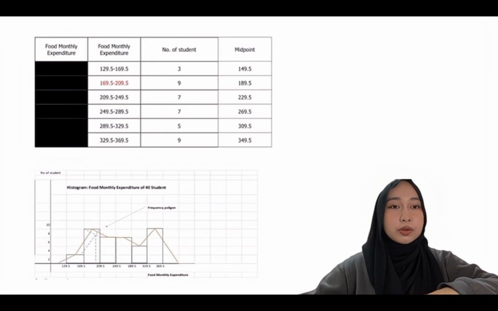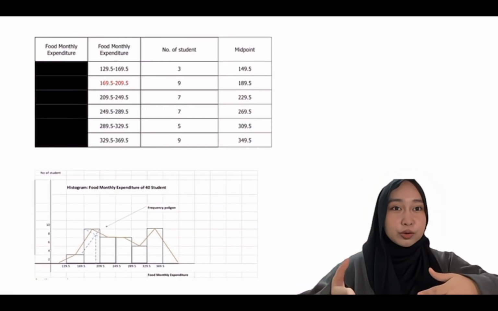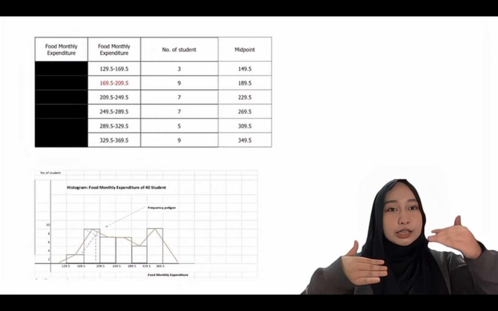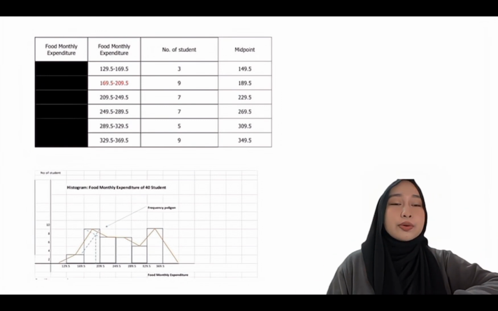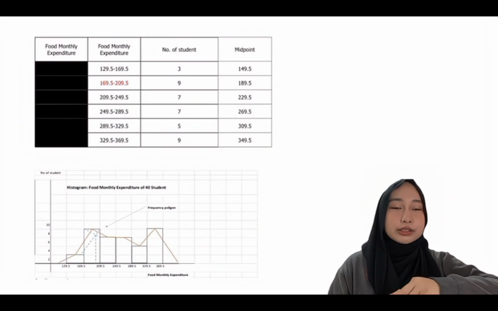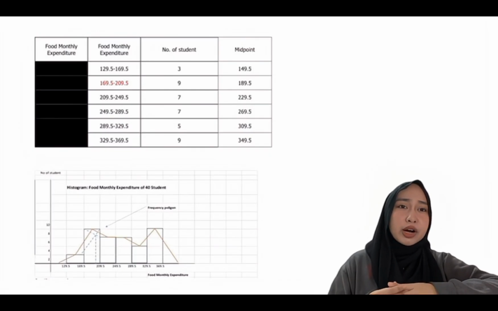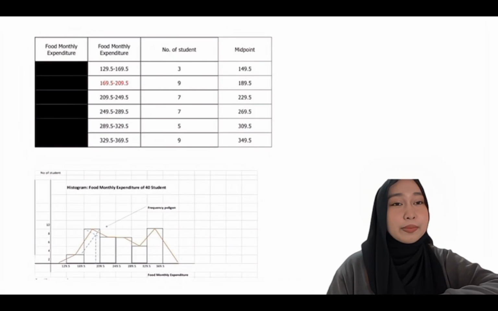From the histogram, we can identify the mode, which is the expenditure range with the highest frequency in this case. Also, from the shape of the frequency polygon, we can say the data is positively skewed, meaning more students spend at the higher end of the range. In summary, this data shows that most students either spend quite low or quite high on food monthly.